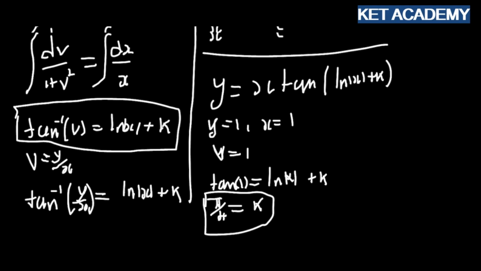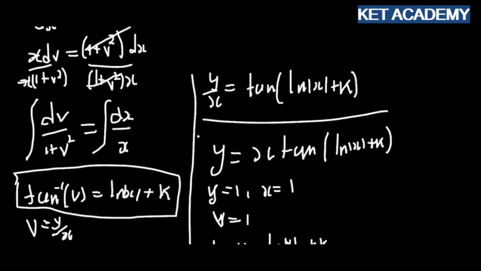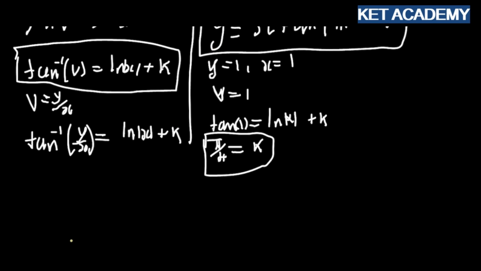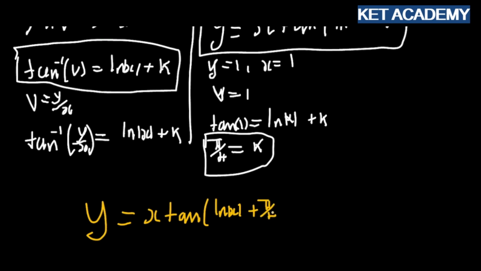Therefore we're simply going to put our value of k in this equation to get our final solution. Therefore the final solution of this question is y equals x tan of the ln of the absolute value of x plus pi on 4. So that's our solution for this question.